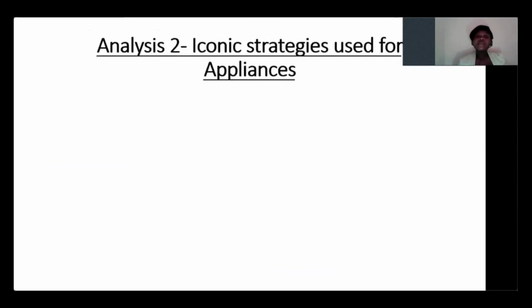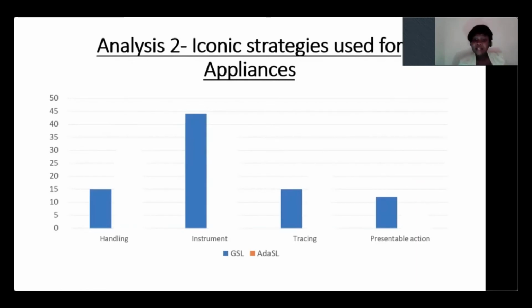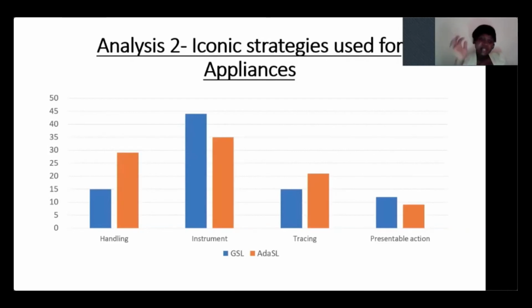The second analysis considered iconic strategies used for appliances. And with this, I also identified instruments, handling, tracing, and presentable action for Ghanaian Sign Language. You could see they use more instrument forms, so hand as the object performing an action. When I compared it with Adamorobe Sign Language, I realized that Adamorobe Sign Language did not show a clear preference for either instruments or handling. So you see, instruments and handling were used almost at the same level, but they used more tracing and they used a little less of presentable action. So here we see more instruments in handheld tools by Adamorobe, but fewer instruments in appliances by Adamorobe signers.